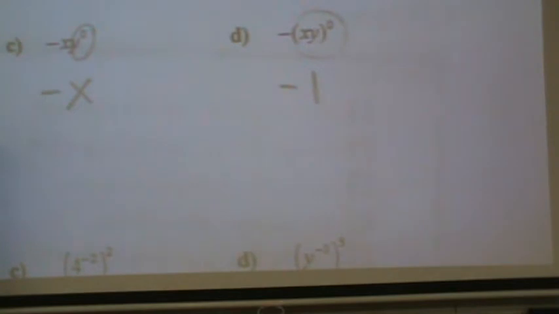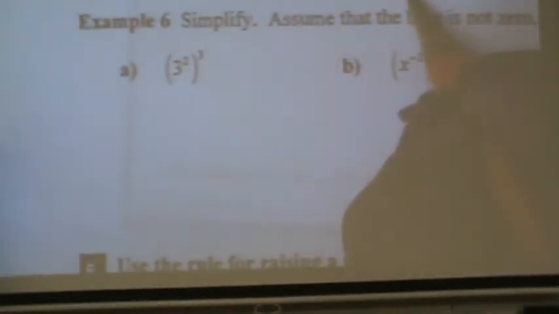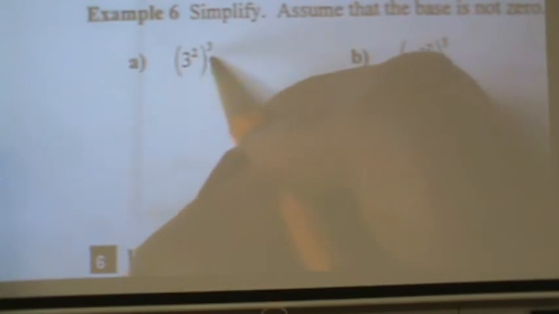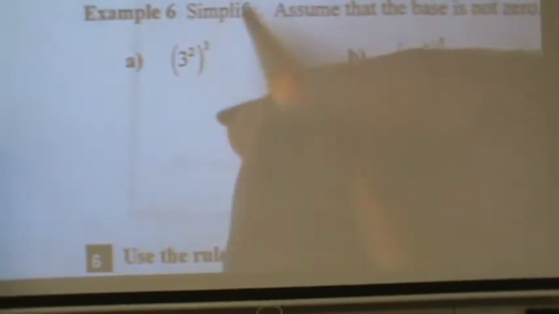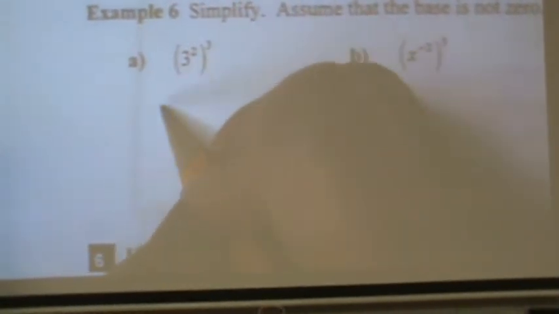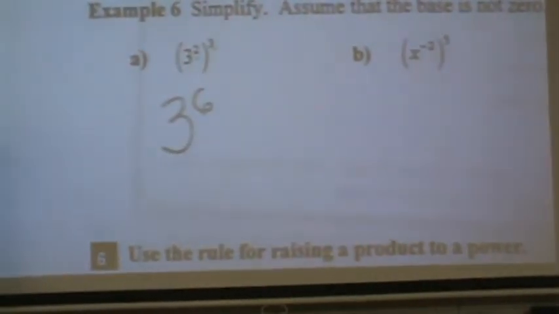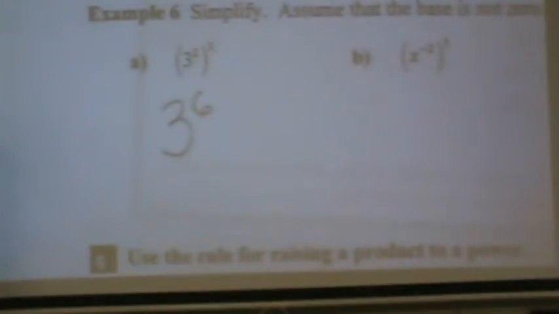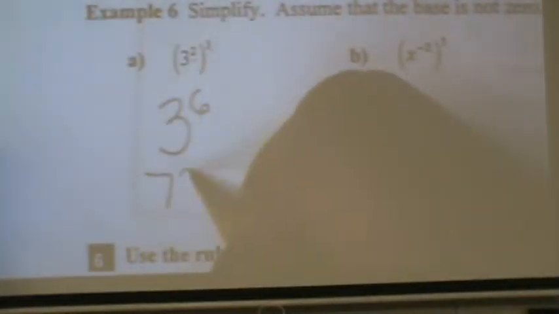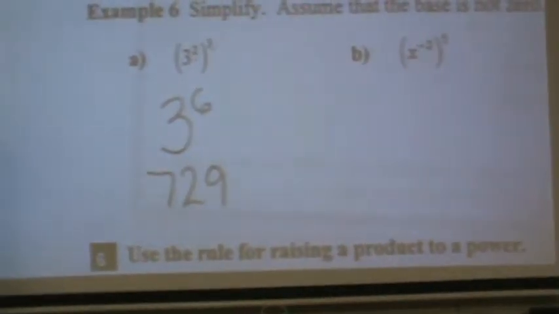Okay, 5th objective. We're going to raise a power to a power. Do you remember what you do when you raise a power to a power? Do you add these exponents? No, you multiply. So you keep the base the same, and you multiply. 3 times 2 is 6. What's another name for 3 to the 6th power? 729.